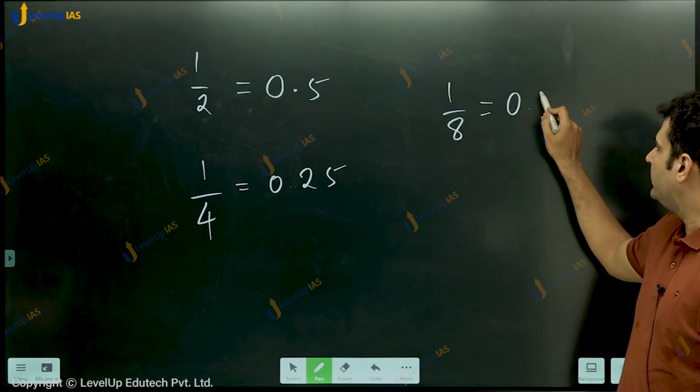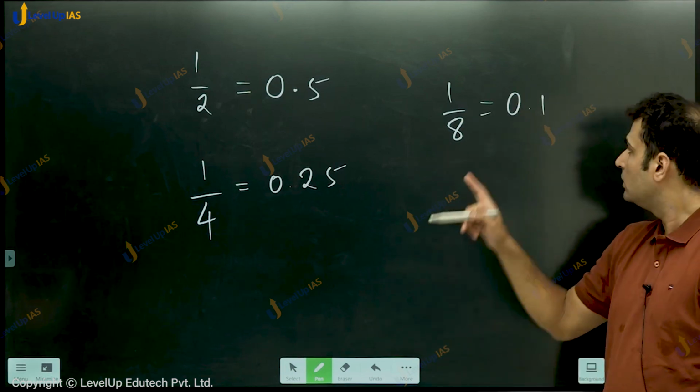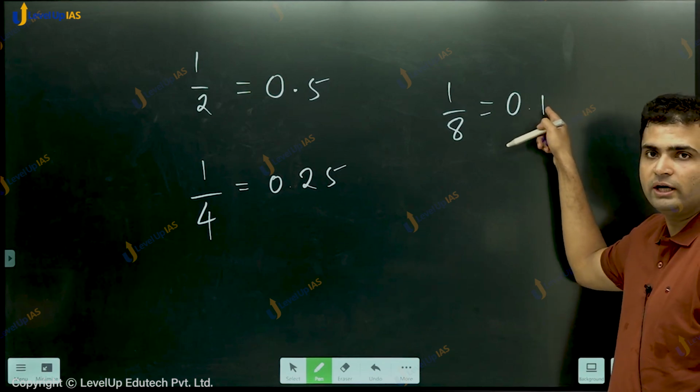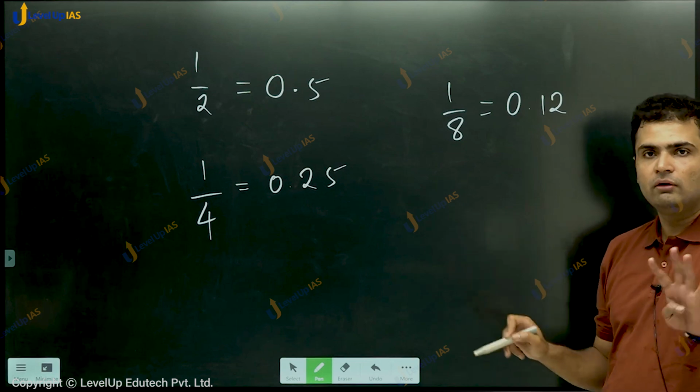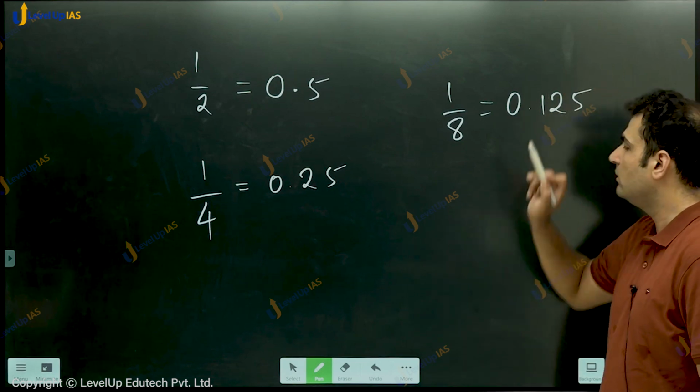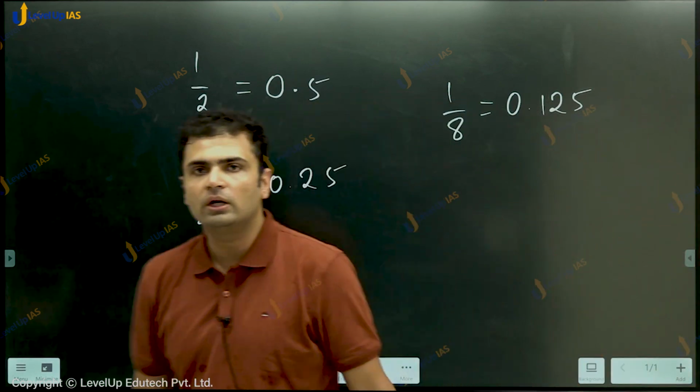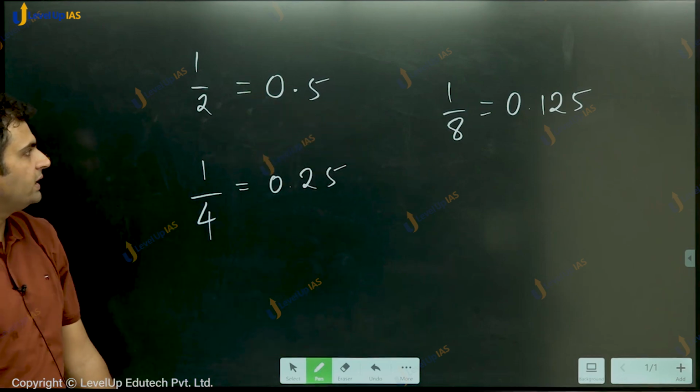Similarly, 1 upon 8. 0. 10 divided by 8. 8 ones are 8. Remainder 2. You get one additional 0 if you come one place to the right. 20. So 8 2s are 16. 40. 8 5s are 40. This is how you convert these fractions into decimals.